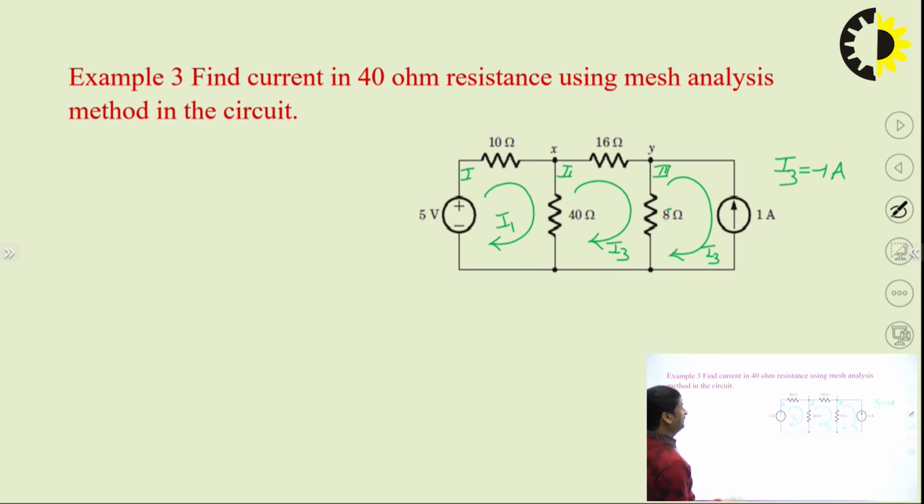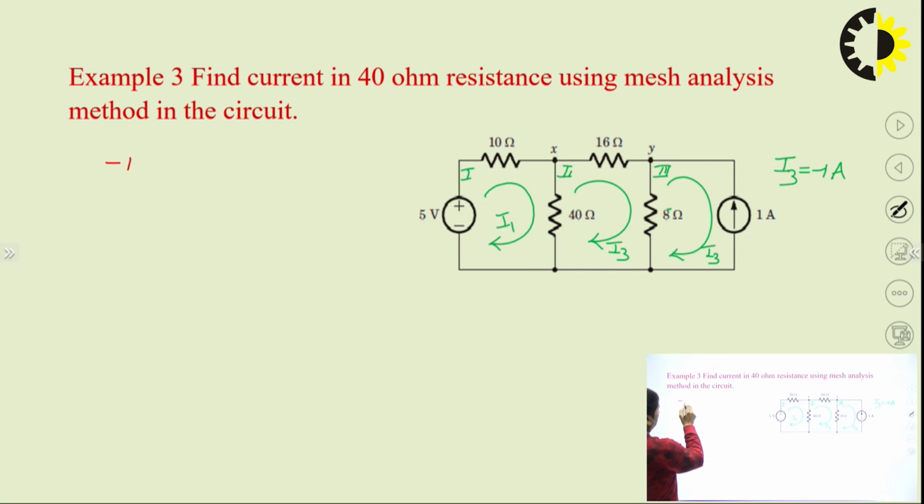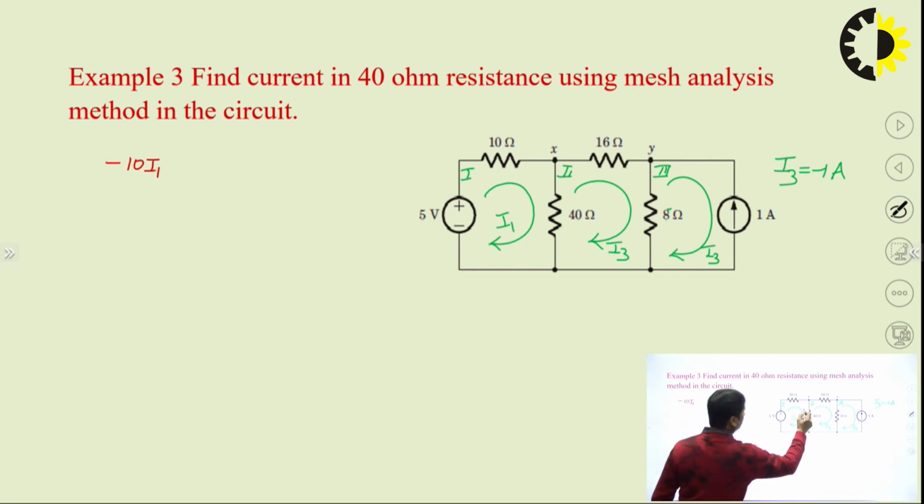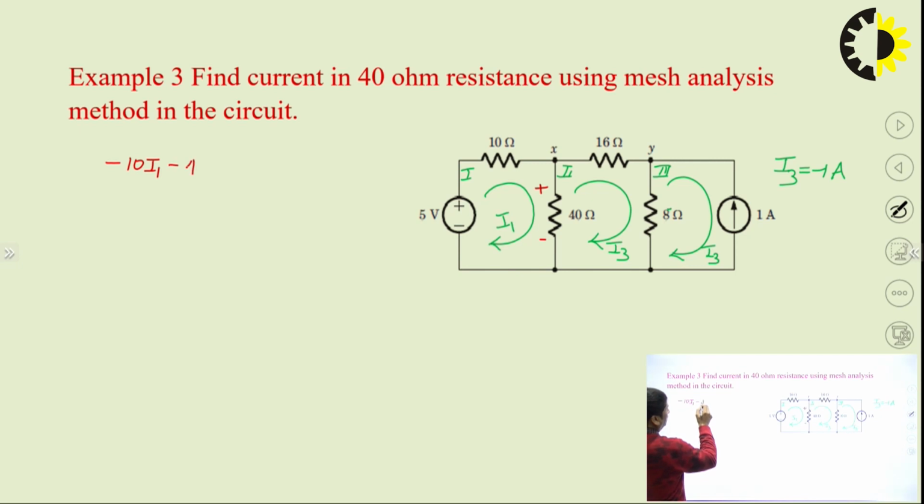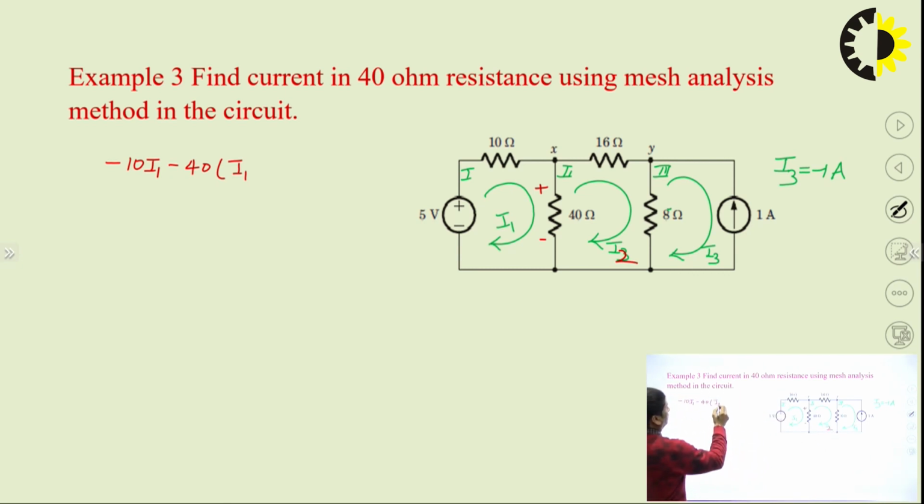Now let us write the loop equations in the first. Suppose the current is going in these directions, so apply the KVL in the first loop, that is -10 I1. Then from this branch it is minus, since it is plus, this is minus, so minus of 40 I1 minus, sorry, it's 2, I2, this is I2, I1 minus I2.